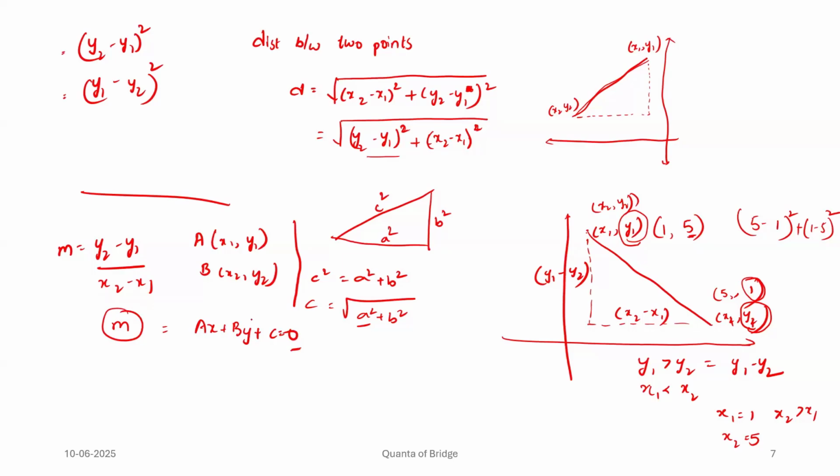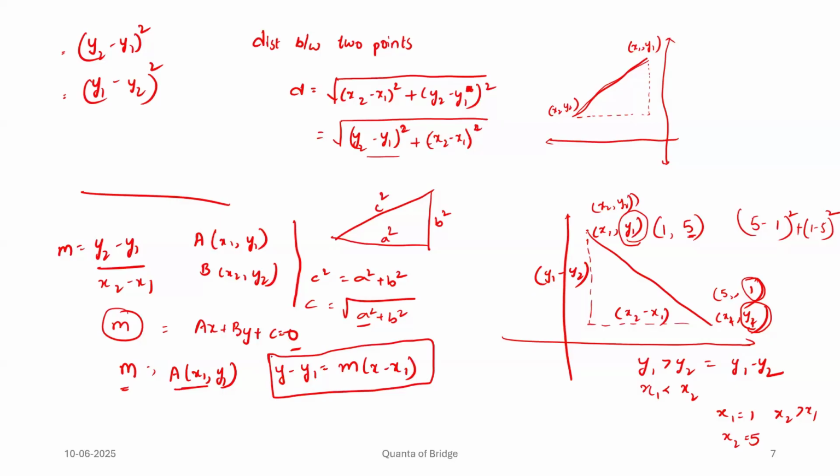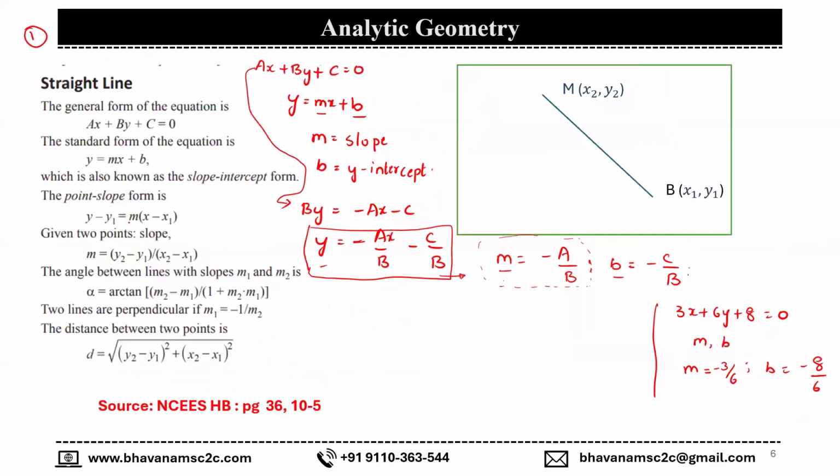And in case they give you just one slope value, which is m, and another point, any point, and one slope, then we will use the point slope formula: y minus y1 equal to m into x minus x1. These two formulas are available to you within the handbook.